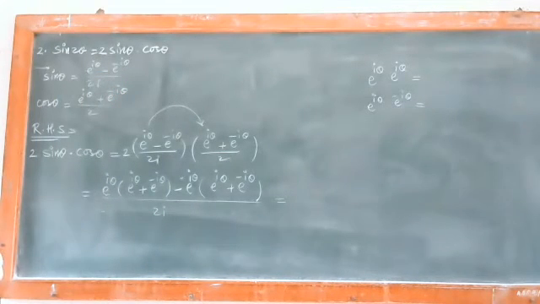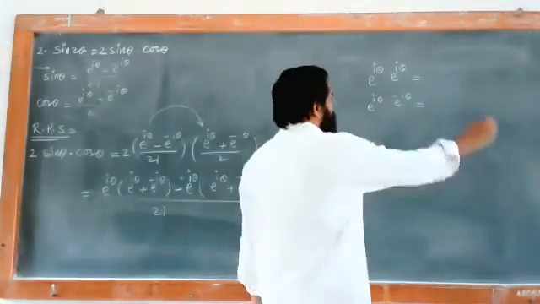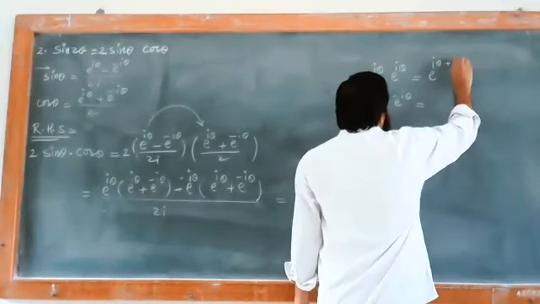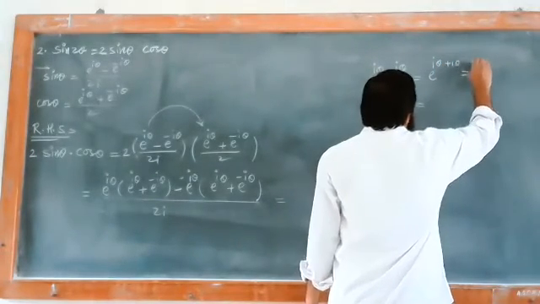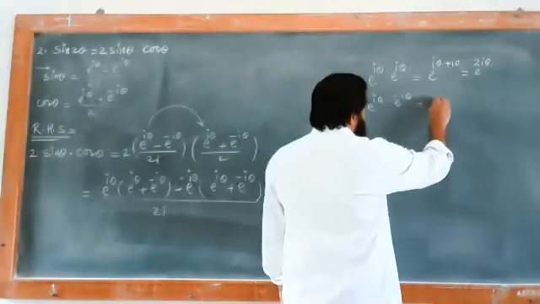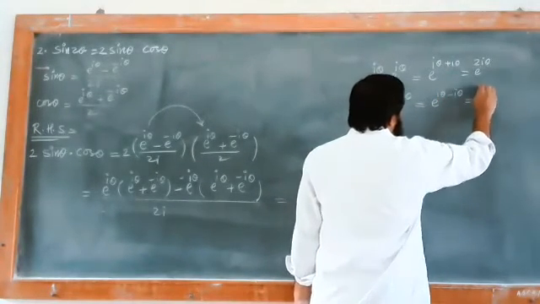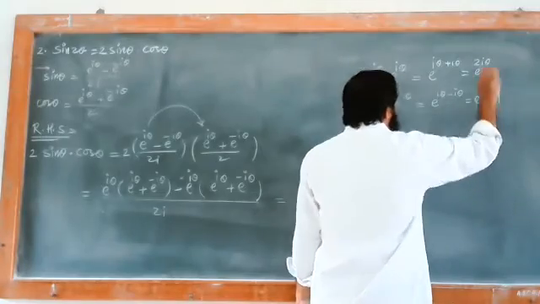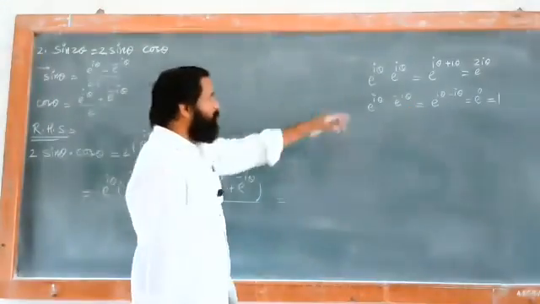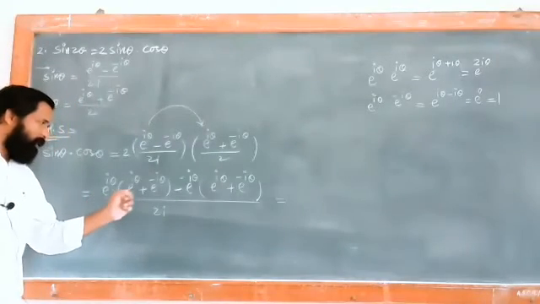e raised to twice I theta. This is e raised to I theta plus I theta, so this is e raised to 2 times I theta. Okay, this one is e raised to I theta minus e raised to I theta, and there is nothing but e raised to 0. And just check it out, e raised to 0 is equal to 1. We have to use these things here.